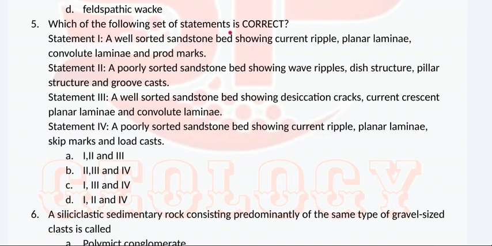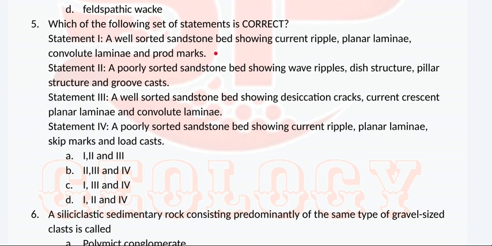Which of the following sets of statements is correct? Statement 1: a well-sorted sandstone bed showing current ripple. The well-sorted sandstone bed can show current ripple, can show planar lamina, it can also show convolute lamination and rod mark. Statement 2: a poorly sorted sandstone bed showing wave ripple, dish structure, pillar structure, groove cast. All can be formed within a poorly sorted sandstone bed.